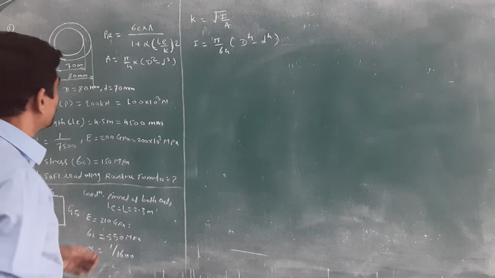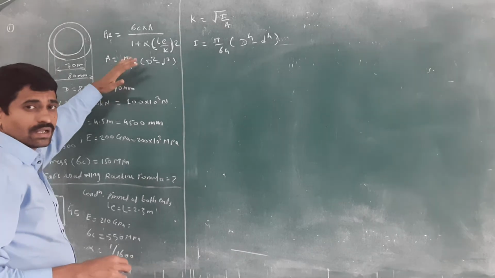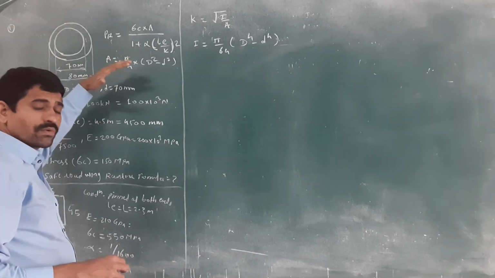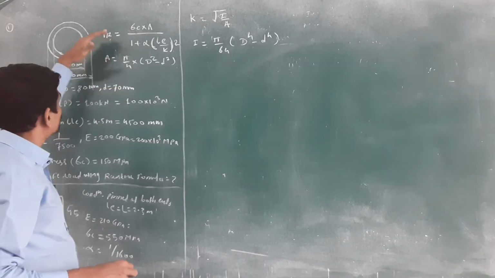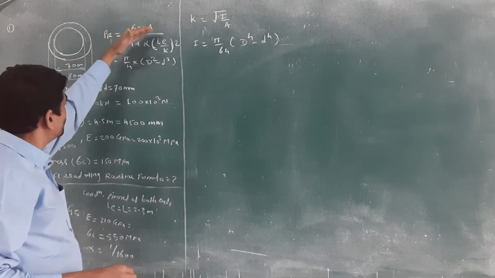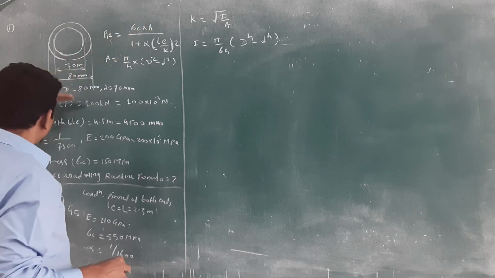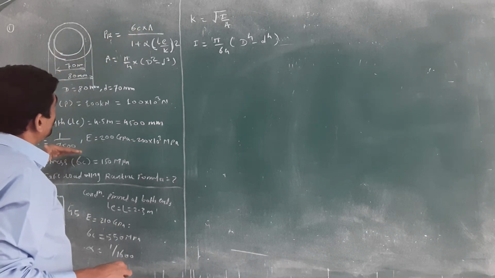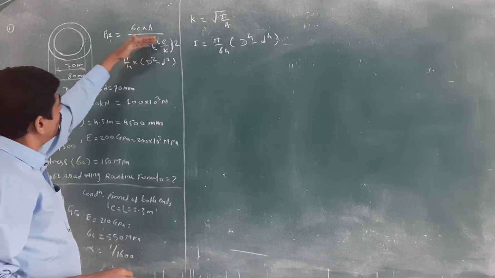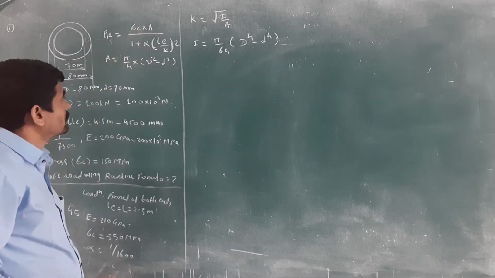Then can we start? Yes. All of you getting the idea? First you know what we want to calculate. You should write this formula. Then after that, check which values are given in the given data. And the remaining values, how to calculate, you know that.